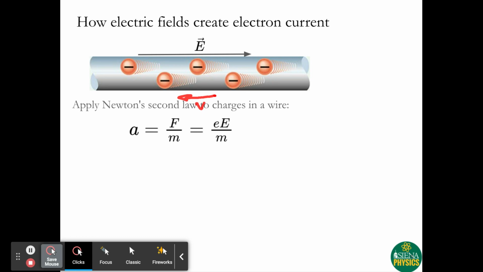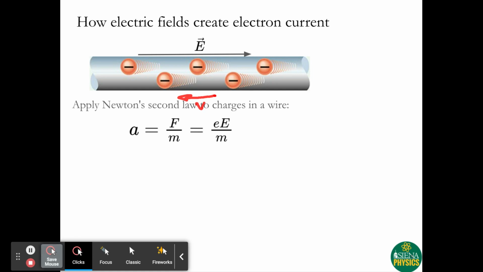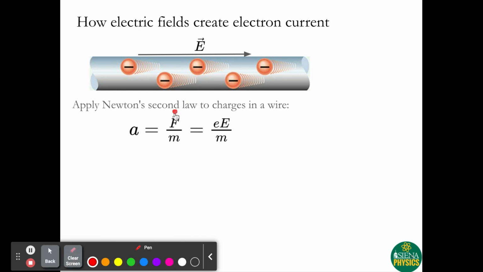Now we can try to use a force analysis to understand what's happening in the wire. We can just use F equals ma and solve for acceleration, so that's force over mass. And remember that when a charge moves in an electric field, the force it feels due to the electric field is Q times the electric field.